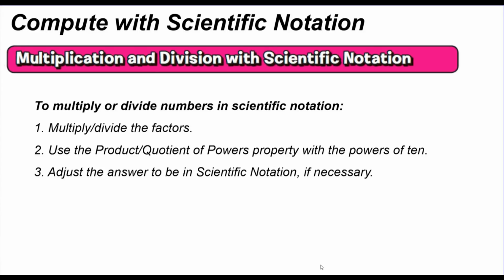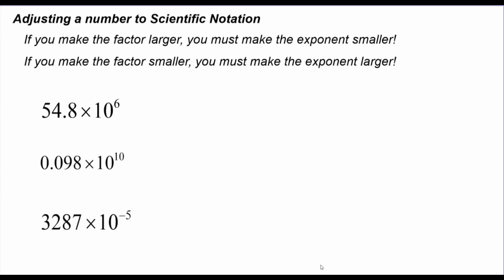Now remember, the product of powers property says when you multiply, you add the exponents, and the quotient of powers property says when you divide, you subtract the exponents. Real quick review there. And then finally, we need to adjust the answer to be in scientific notation if necessary. Sometimes if we multiply or divide, we might end up with a factor that's greater than 10 or less than 1. So we have to readjust the number to get it back into scientific notation.